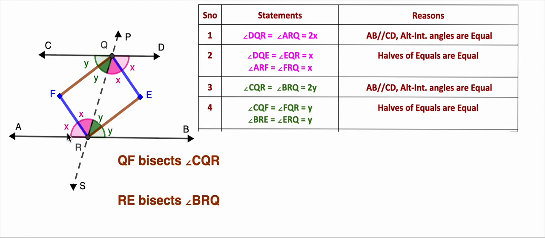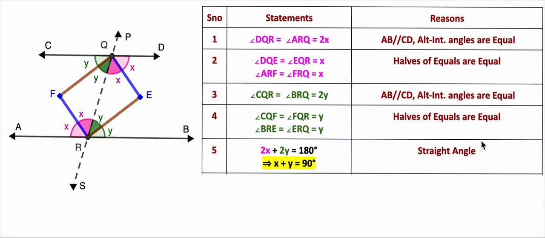Now this is forming a semicircle over here. So this semicircle is nothing but a straight angle. So we can say that x plus y plus y is 180 degree. But we can divide this entire linear equation by 2. So 2x का आधा x, 2y का आधा y and 180 का आधा 90. So x plus y is 90.